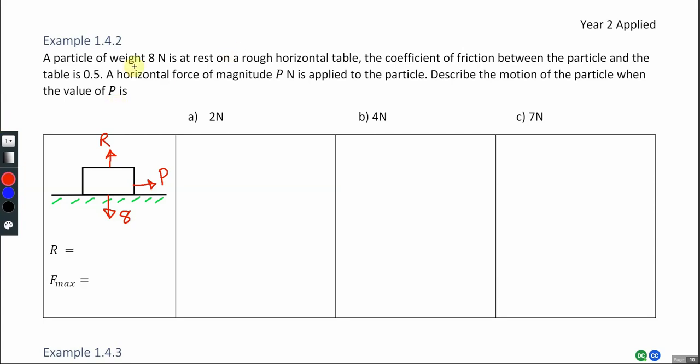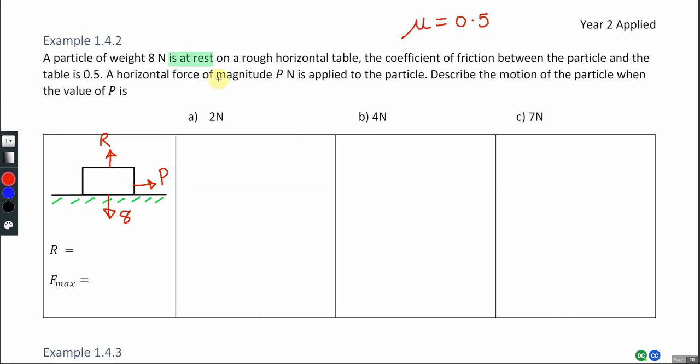Example 1.4.2. A particle of weight 8 newtons is at rest, so that means it's not moving, on a rough horizontal table. So horizontal and rough meaning there's friction. The coefficient of friction between the particle and the table is 0.5. Mu is the symbol we use for the coefficient of friction.